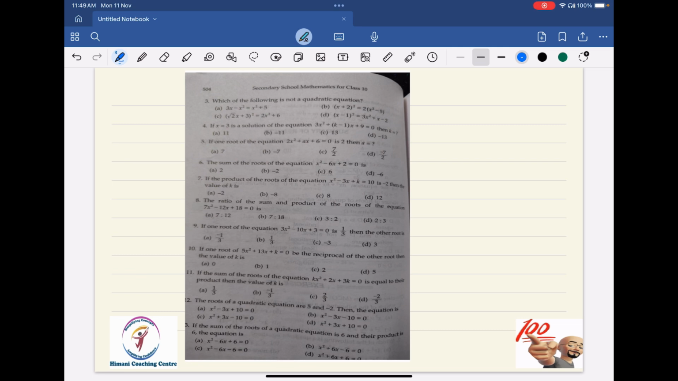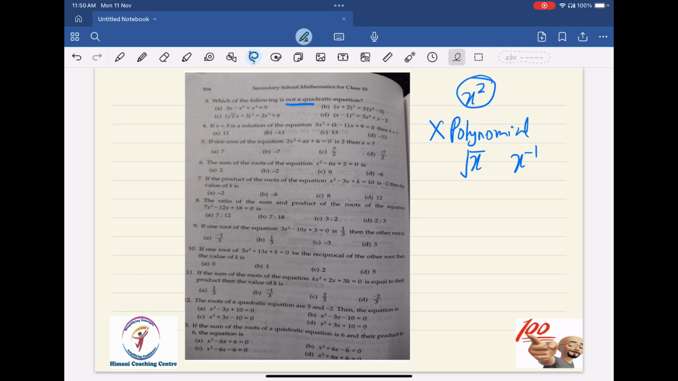It says which of the following is not a quadratic equation. Okay. Now remember, quadratic equation is what? It's an equation in which the highest degree of the polynomial is 2. Okay. And when we talk about polynomials, what is not a polynomial? What is not a polynomial is any root or negative power. Okay. If there is a root or negative power of the variable, then it is not a polynomial.